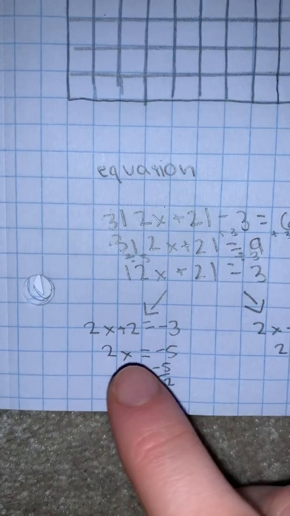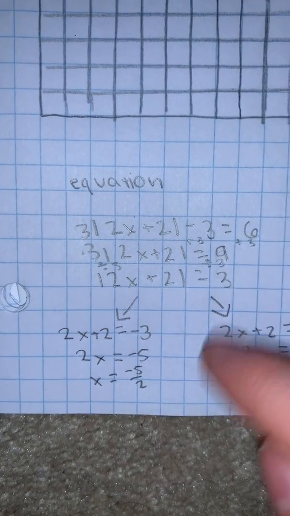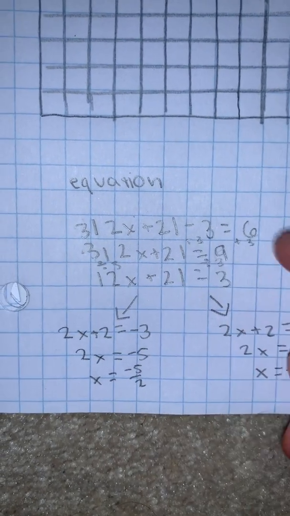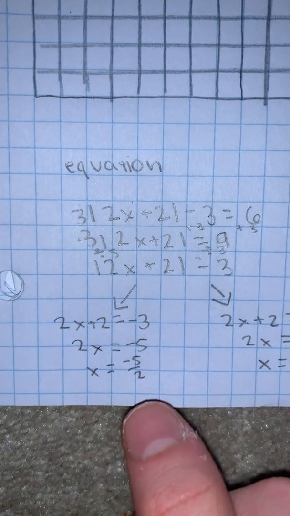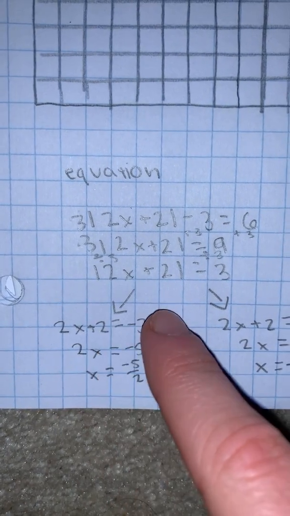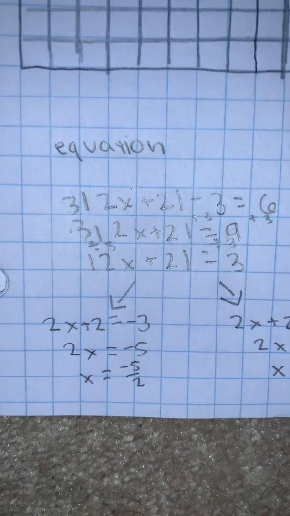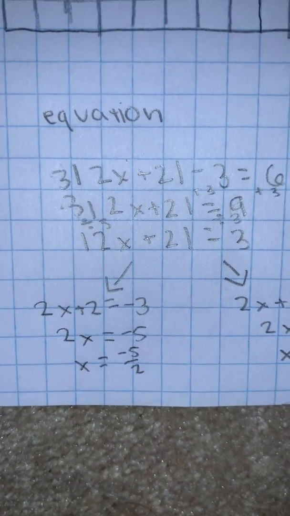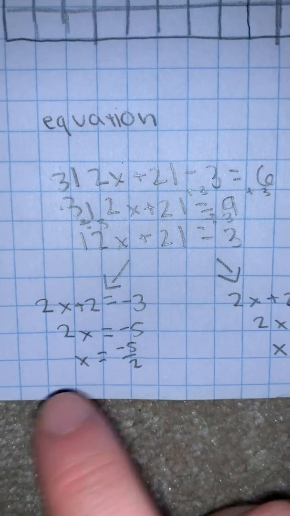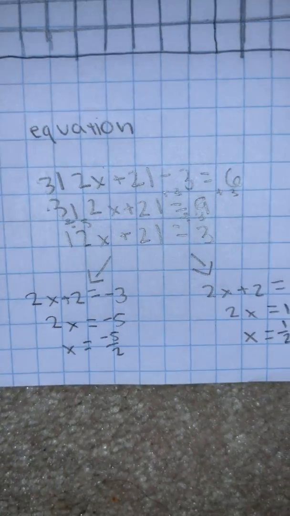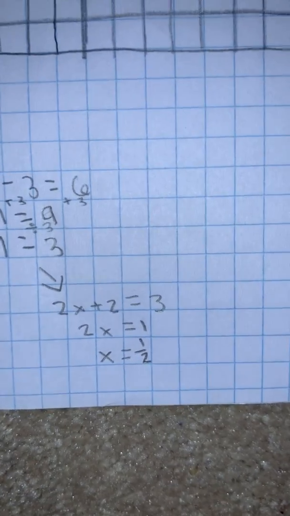So the first one, you do 2x plus 2 equals negative 3. Take off those, negative 3. And then you subtract 2 from both sides. And you get 2x equals negative 5. Then you divide by 2, and you get x equals negative 5 divided by 2.